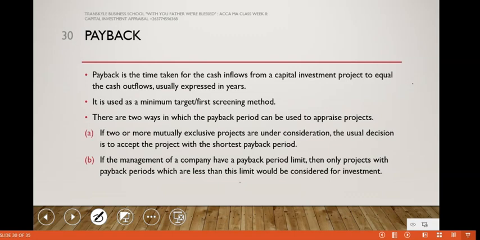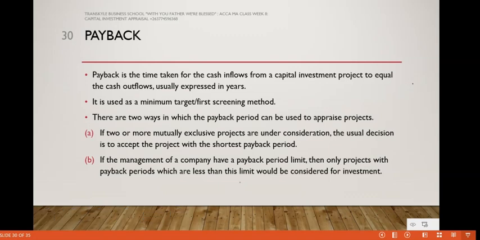All right. In the first instance, we'll be having two mutually exclusive projects. In this case, we need to accept a project that has got the shortest payback period. If there are two or more mutually exclusive projects, then we need to pick that project that has got the shortest payback period.